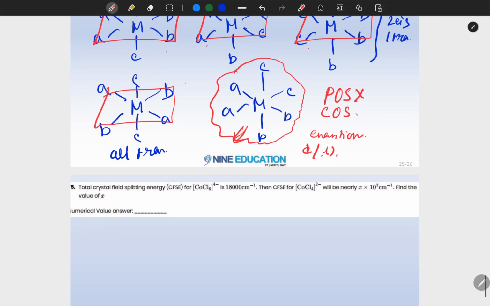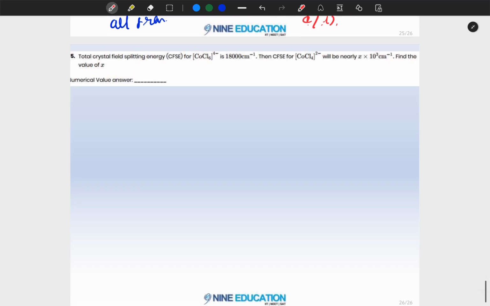Now this is the last question of today's part test. So cobalt is present in +2 oxidation state and it is forming bonds with Cl minus, right? So this is the octahedral complex and this is the tetrahedral complex. In both the complexes, chlorine is present in -1 oxidation state and cobalt is present in +2 oxidation state. So obviously for complexes in which the metal centers and the ligands are the same, we can use this formula.